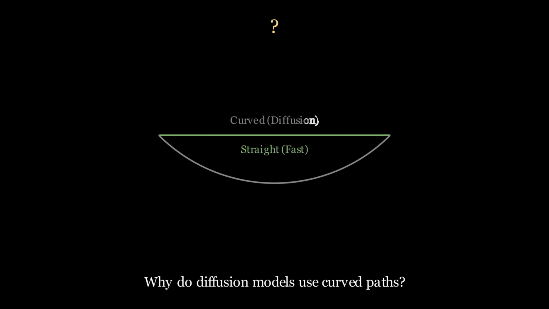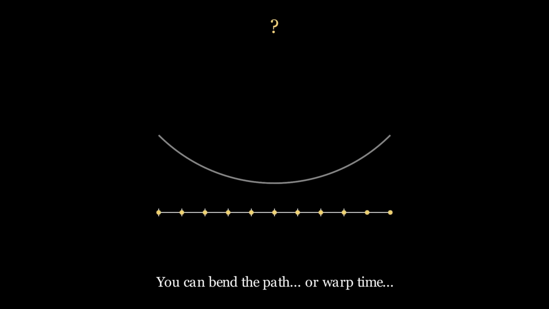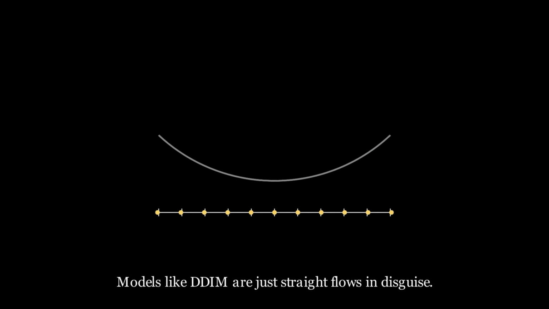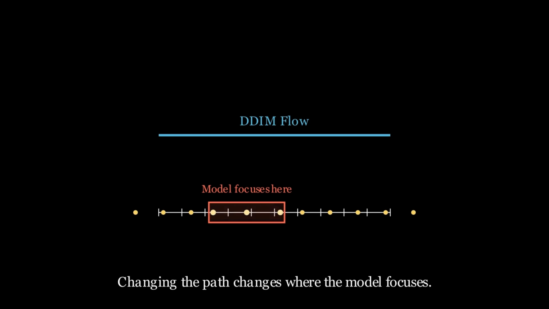Now here's an interesting question. If straight paths are the fastest, why do diffusion models use curved ones? The answer is they are actually equivalent. You can bend the path or warp time and still describe the same underlying flow. In fact, models like DDIM are just straight flows in disguise. The difference lies in how time is scaled and how the model is trained. Changing the path changes where the model focuses its learning. Some moments become harder, and the model learns them more carefully.